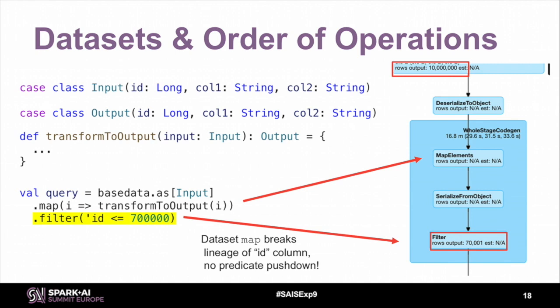So you want to consider your order of operations when you're using the dataset API, or doing any sort of map operation on a dataset. If you had moved the filter before the map, then it would have filtered the data directly in Parquet, and you would have only fed fewer records into your transformation.